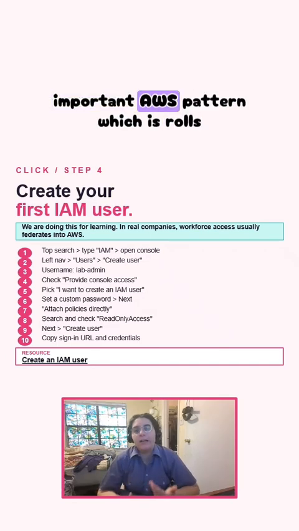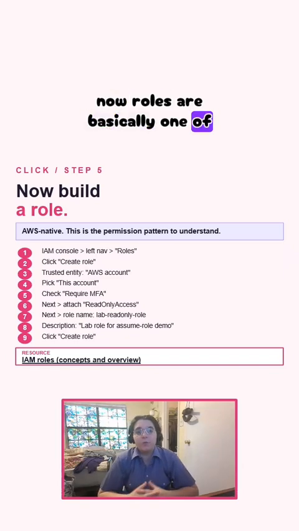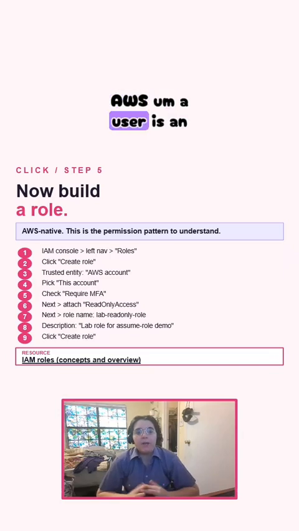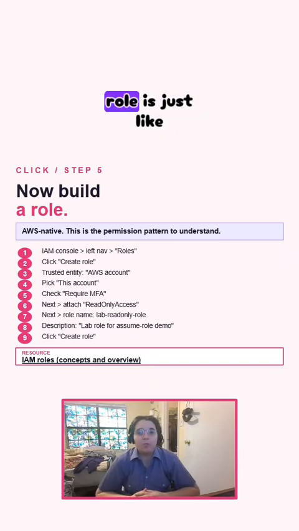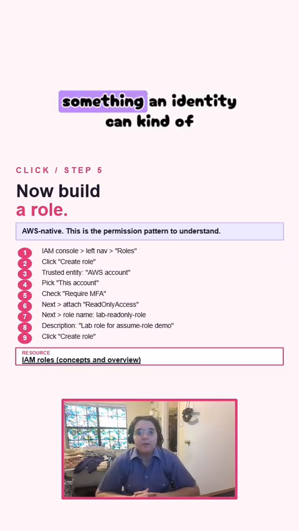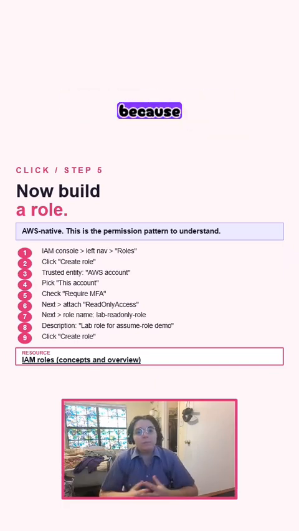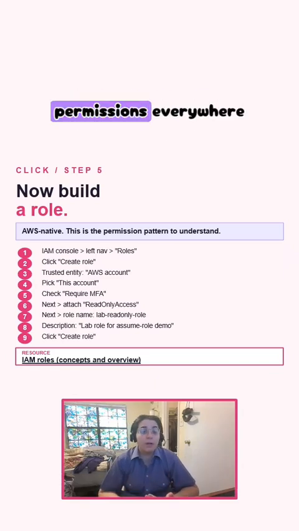Okay. So now that we have a basic IAM user, we can move to the more important AWS pattern, which is roles. So let's talk a little bit about that. Roles are basically one of the biggest concepts to understand in AWS. A user is an identity you can sign in as. A role is something an identity can temporarily step into. That matters because AWS relies heavily on temporary access instead of handing out permanent permissions everywhere.